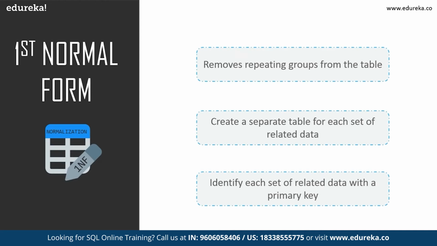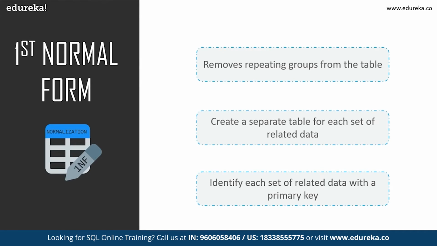So the following functions will be performed in first normal form. The first one is it removes repeating groups from the table. And next, it creates a separate table for each set of related data. And finally, it identifies each set of related data with a primary key.